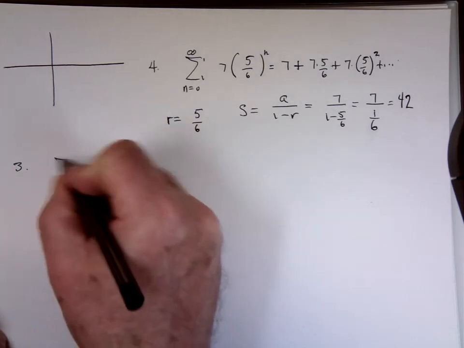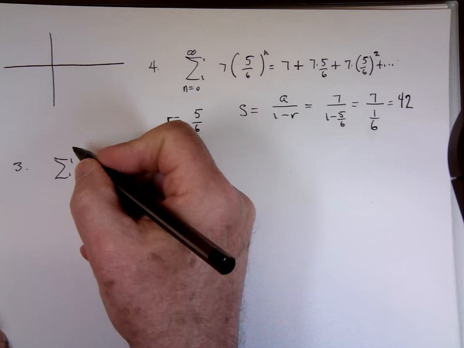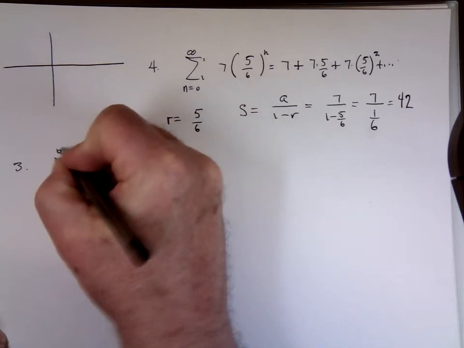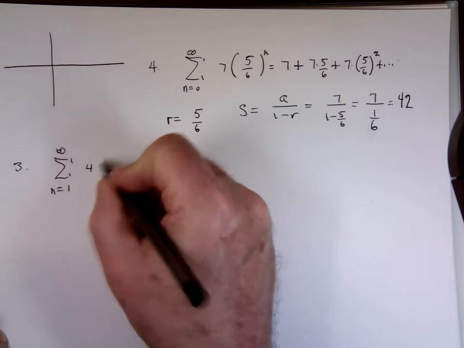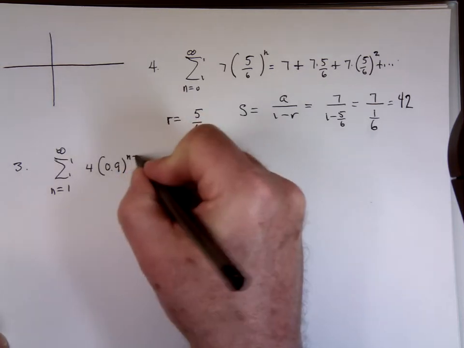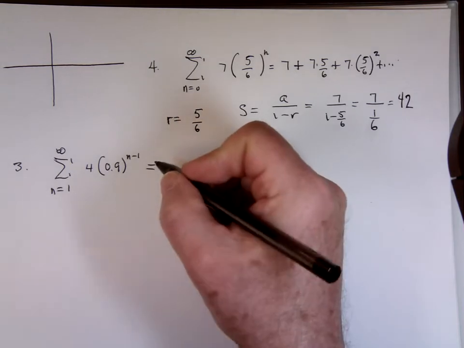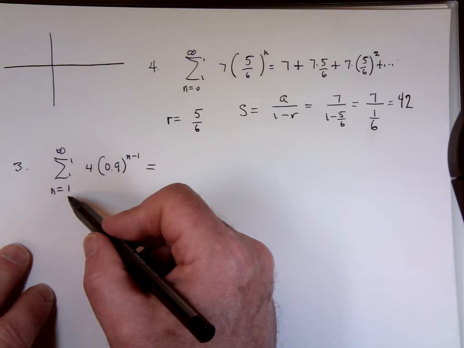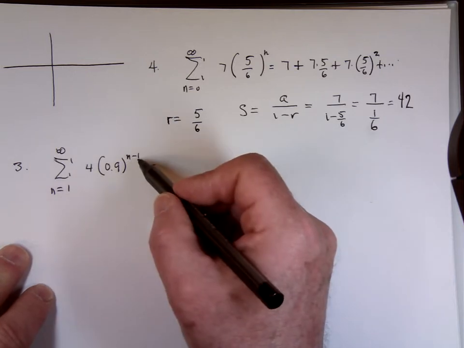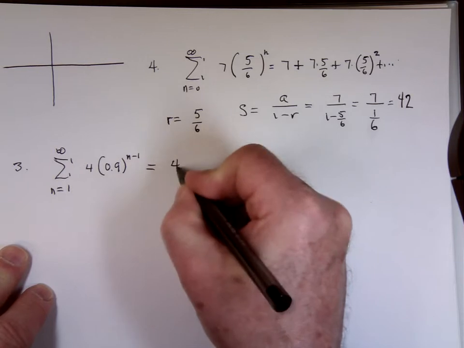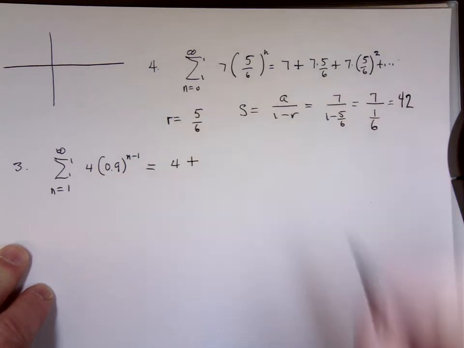Consider the following. N equals 1 to infinity, we have 4 times 0.9 to the n minus 1. And the thing to do is generate a couple of terms here and see what's going on. When n is 1, I've got 1 minus 1, which is 0. I've got 4 times 0.9 to the 0. I have 4. Okay, plus.